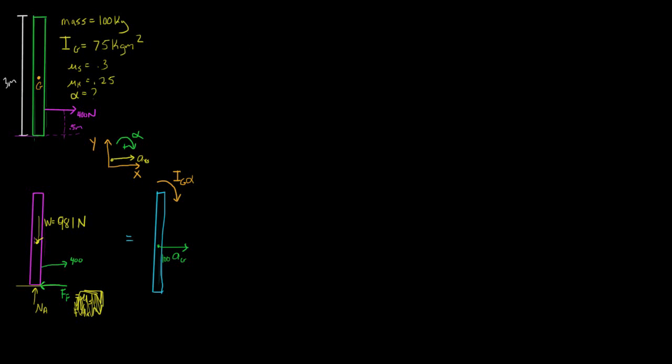Now, what we want to do is use our equations of motion. So we want to take the sum of the forces in the x direction and equal this to a mass times an acceleration in the x direction. We want to take the sum of the forces in the y direction, equal to a mass times an acceleration in the y direction. And we want to take the sum of the moments about point G, which is our center of mass, and this is going to be equal to our moment of inertia about our center of mass times our angular acceleration.